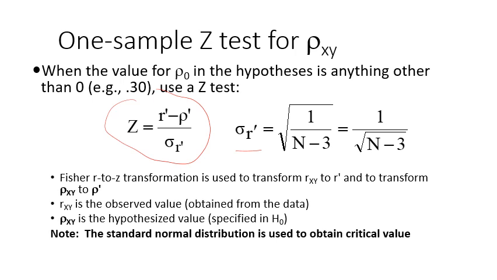I'll tend to give you easy numbers, like let's say an n of 28. 28 minus 3 would be 25. The square root of that would be 5. 1 divided by 5 is 0.2. So your standard deviation of r prime would be 0.2.